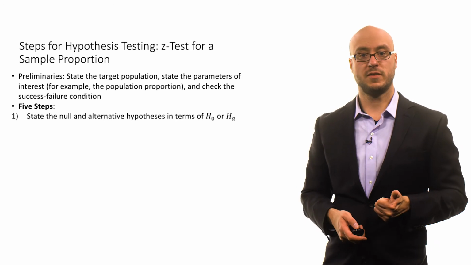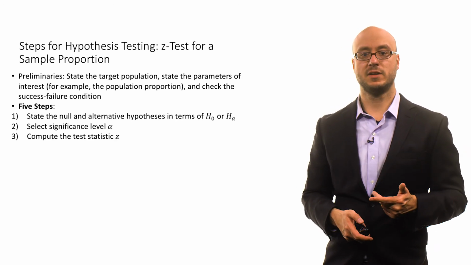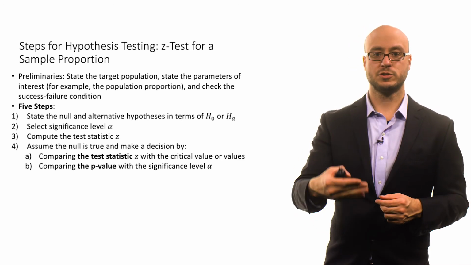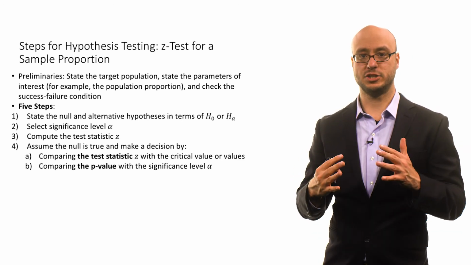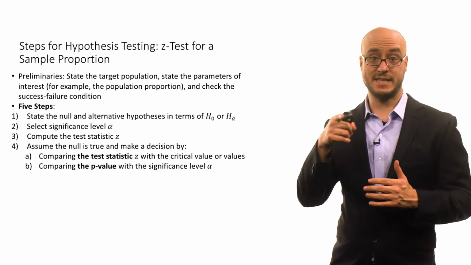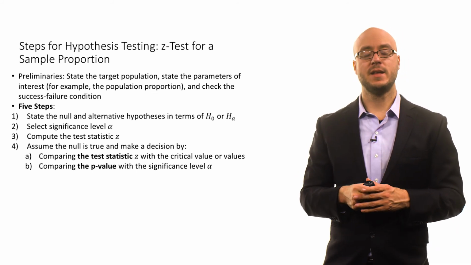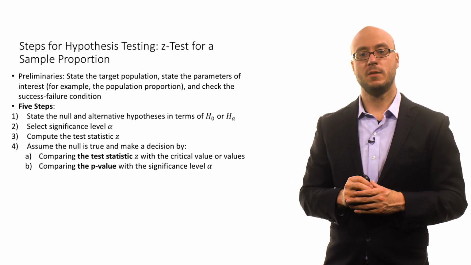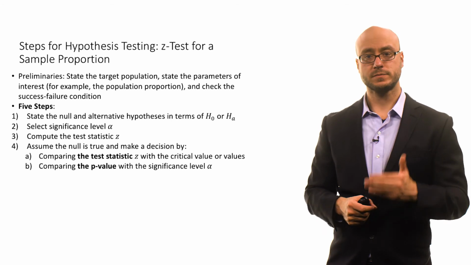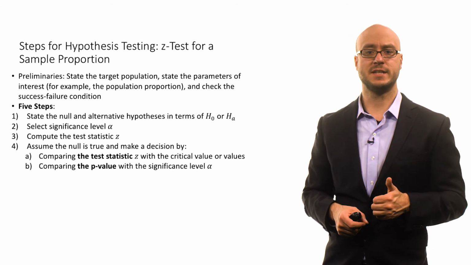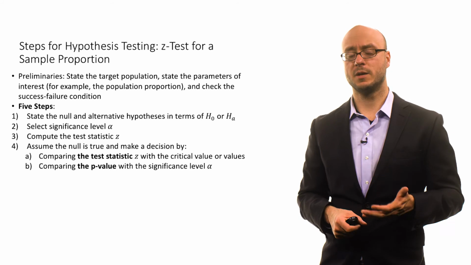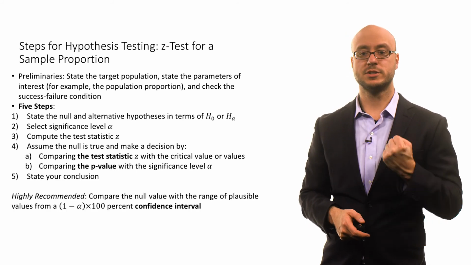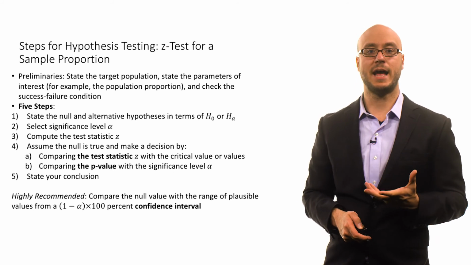So we can state the null and alternative hypotheses, we select a significance level alpha, then we compute the test statistic z. We assume the null is true, which is equivalent to saying we think the sampling distribution for these sample proportions is centered on that null value. And then based on that, we can compare where our sample proportion is, and we can either reject or fail to reject the null. We do that by comparing this test statistic z with a critical value, or comparing the p-value to some significance level alpha. We can also state a conclusion, and we can also construct a confidence interval based on alpha.